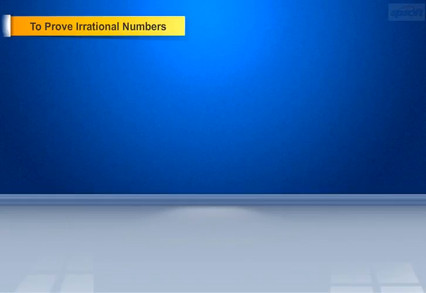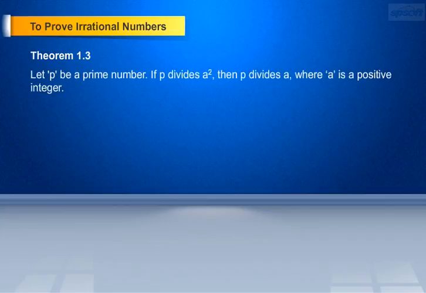Before we prove the irrational numbers, we need to know the following theorem, whose proof is based on the fundamental theorem of arithmetic. Theorem 1.3. Let p be a prime number. If p divides a², then p divides a, where a is a positive integer.